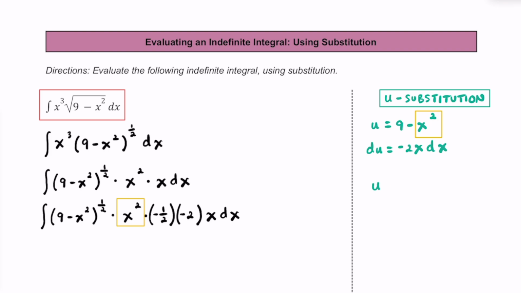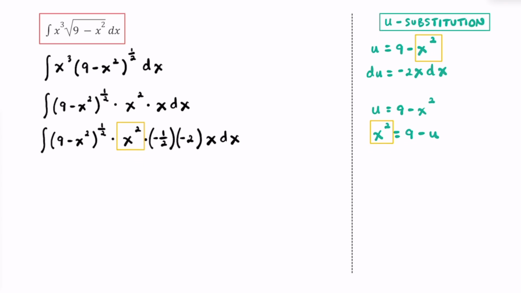So if we know that u is equal to this 9 minus x squared, we can rearrange this, add x squared to both sides and take away u from both sides, and write this equation similarly and say x squared is going to be equal to 9 minus u. So now that we can see that x squared can also be written in terms of u, we can go ahead and swap everything out in our integral in terms of u. All right, let's go ahead and do that.